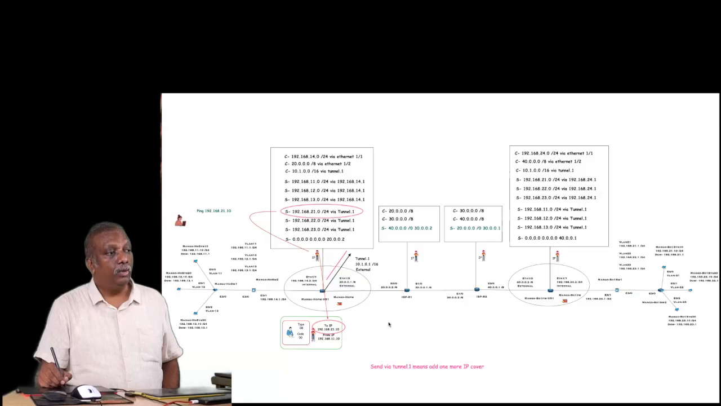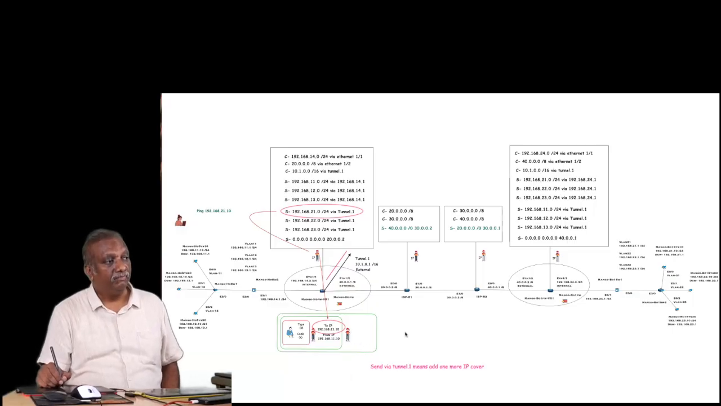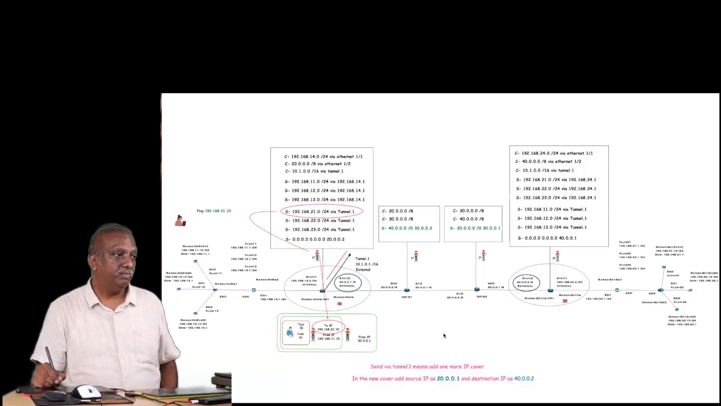Add one more IP cover. So one more IP cover will be added on this particular packet. The IP protocol adds one more IP cover. In the new IP cover, what should be the source IP address? We said the source address is 20.1, your own IP address. The destination address is 40.2, the peer's IP address. So those two parameters will be added over there, right?